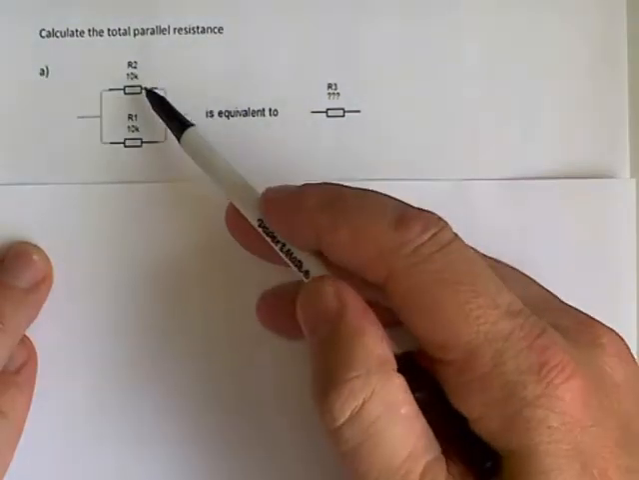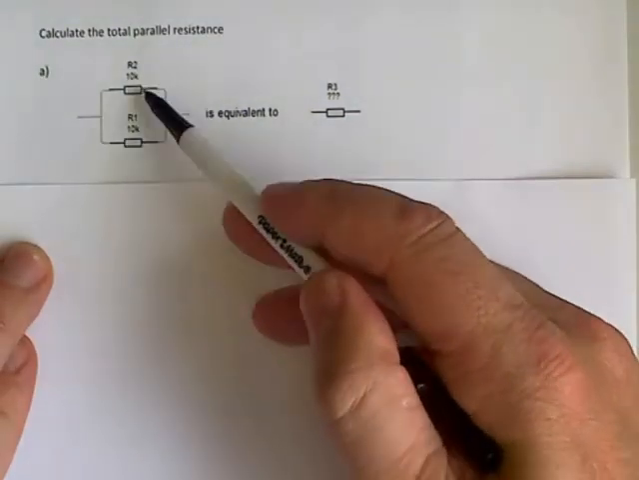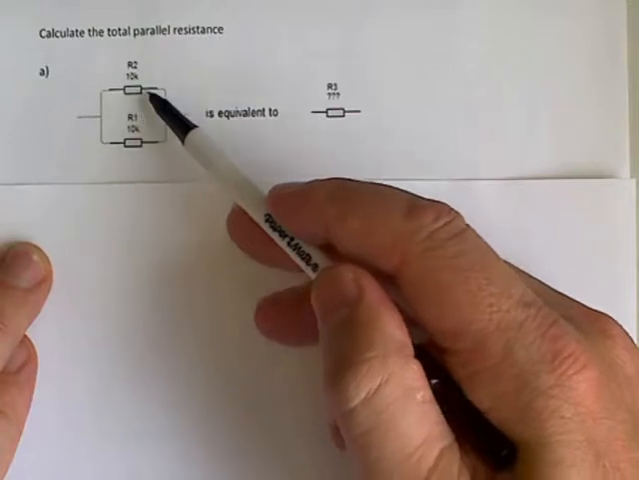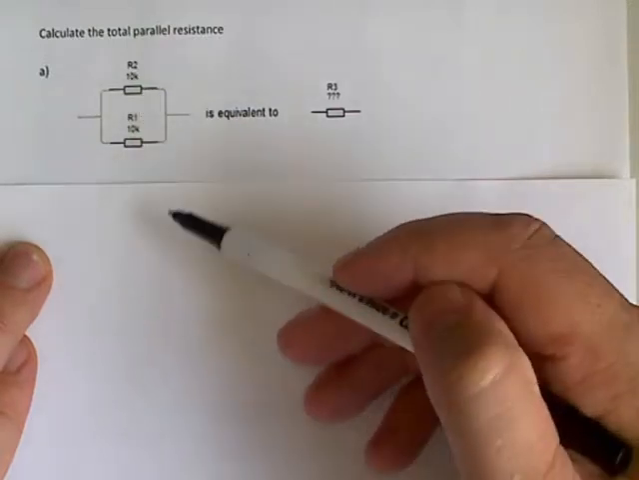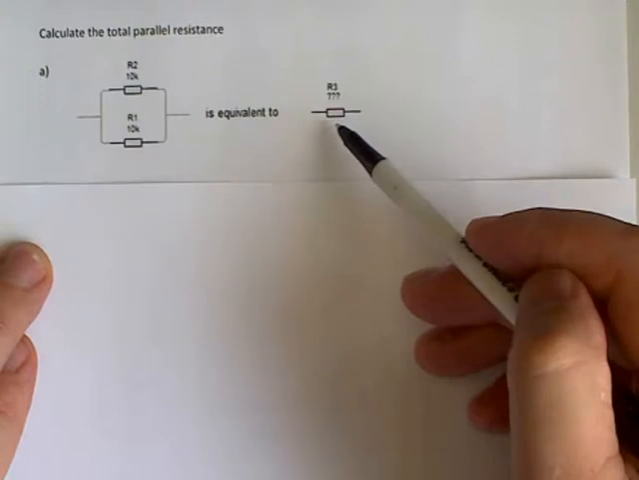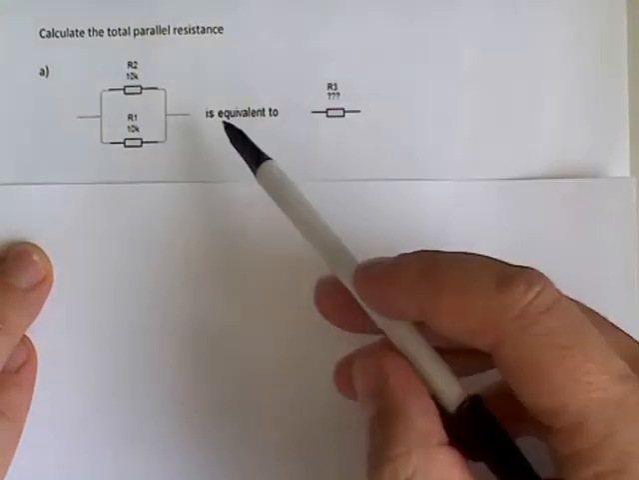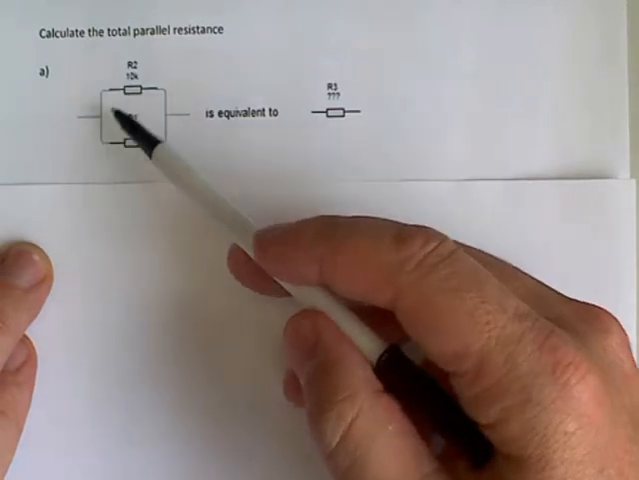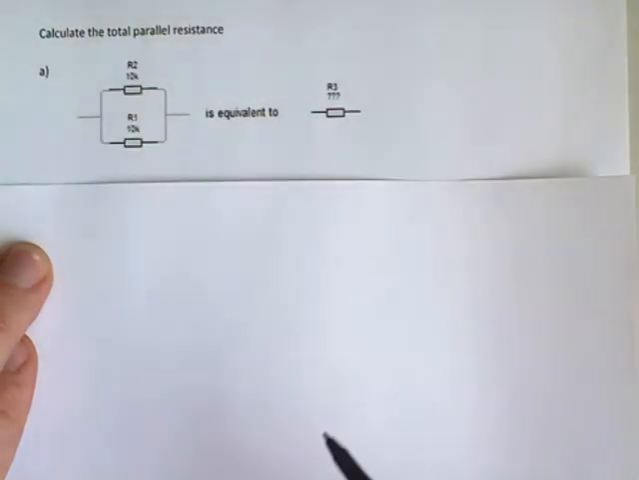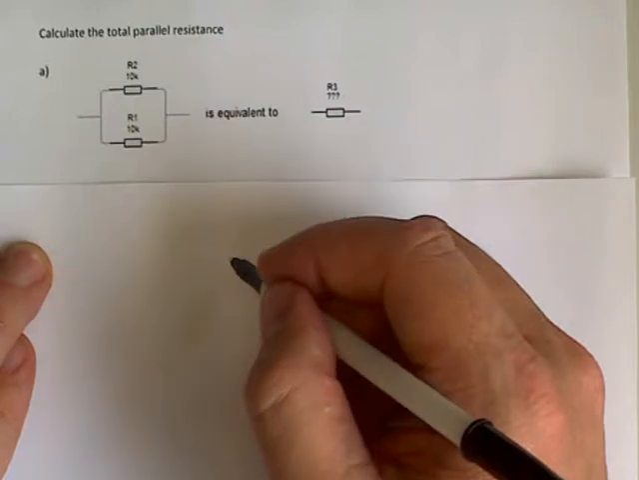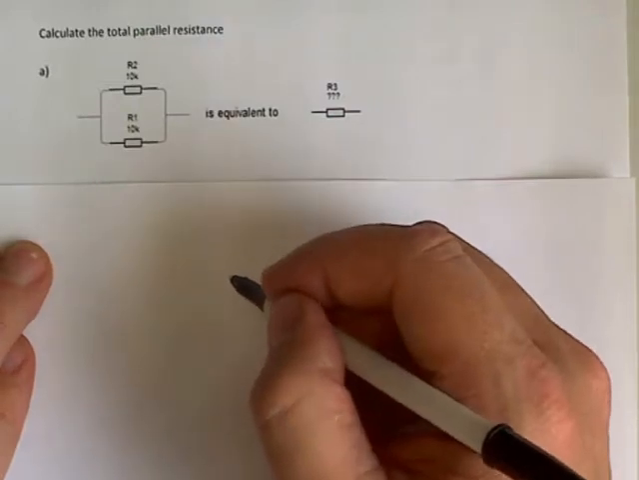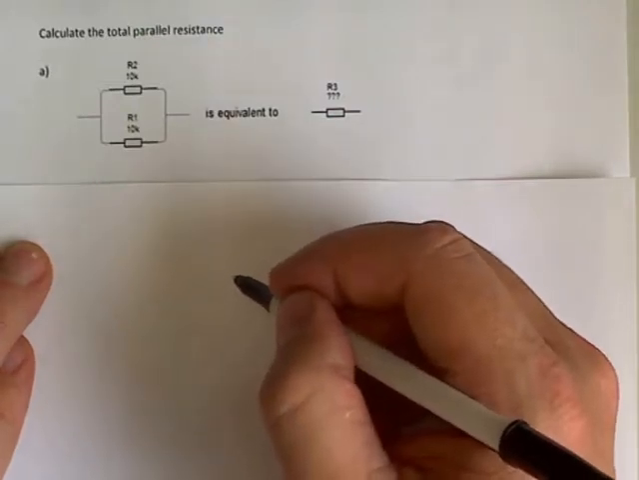Intuitively I could look at these and say, okay, I've got two resistors that are identical in value in parallel, so the equivalent resistance will be half of that resistance, because electrons can go either way. It's got two paths to choose from, so twice as many electrons can get through, which offers half of that opposition to electron flow.